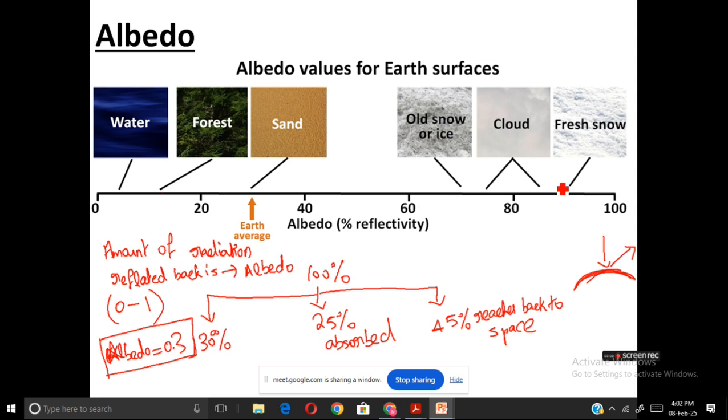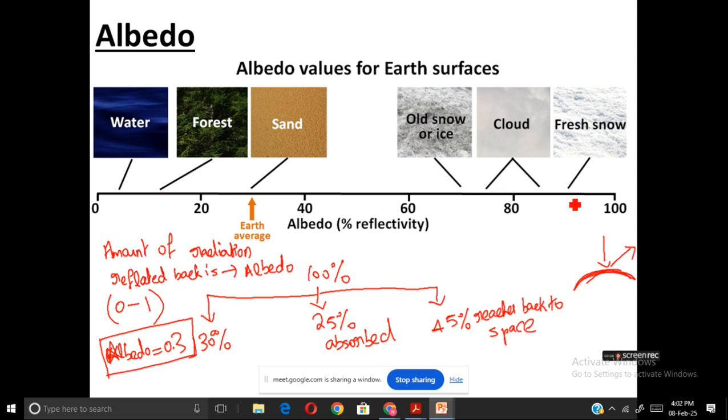And then we have snow surfaces, which are mostly white. So things that appear mostly white will generally have high reflectivity. If it is old snow or ice, it has a lower albedo. Clouds, which appear white, have an albedo of 80%, which means almost 80% of the radiation is being reflected back. And fresh snow has an albedo value close to 1, which means most of the radiation incident on it will be reflected back.